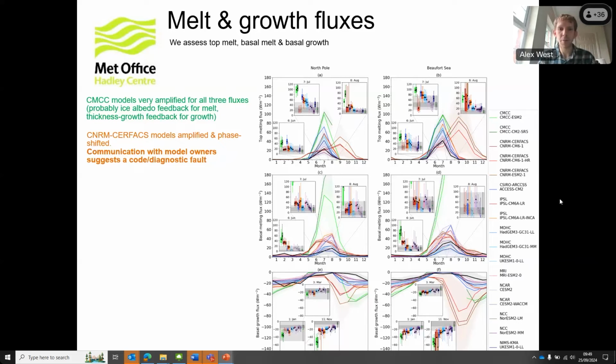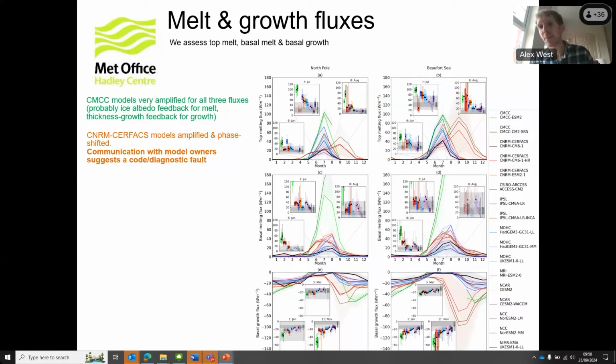The CNRM SURFEX models, these are the sort of browny beige ones, they're also quite amplified and they're also phase shifted. For example, you can see here for top melting, they tend to attain their maximum top melt in September. And this is not at all what we see in the observations or indeed in any of the other models. The same is true to a lesser extent for the basal melting. It's slightly phase shifted earlier, and the basal growth is phase shifted much earlier. So it attains its maximum in September, like the top melting, in fact.